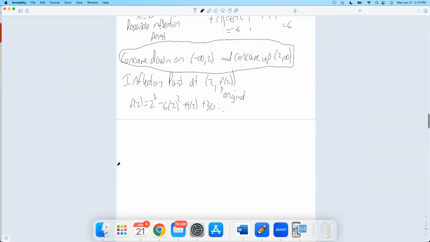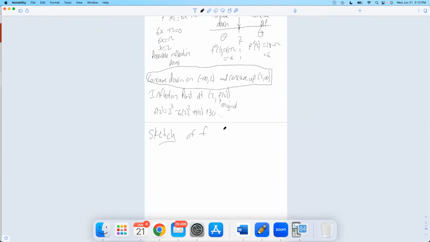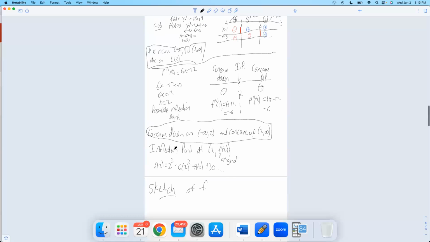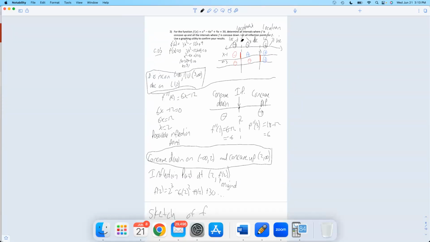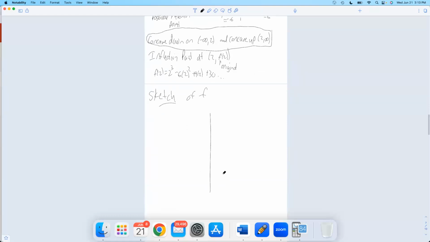Okay, so now we could do a rough sketch of F, just based on everything we found. Once we do a couple more examples, we'll be drawing a very detailed graph. I won't use the word sketch, I'll use the word graph. Here, I'm just going to do a quick sketch. I know the graph is increasing until 1, decreasing between 1 and 3, and then increasing again. So 1, 2, and 3, this is where all the interesting stuff happened.